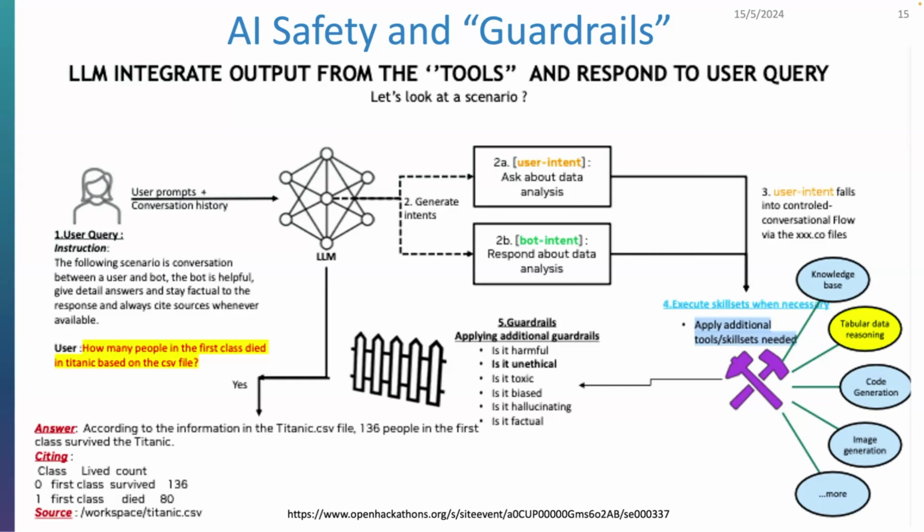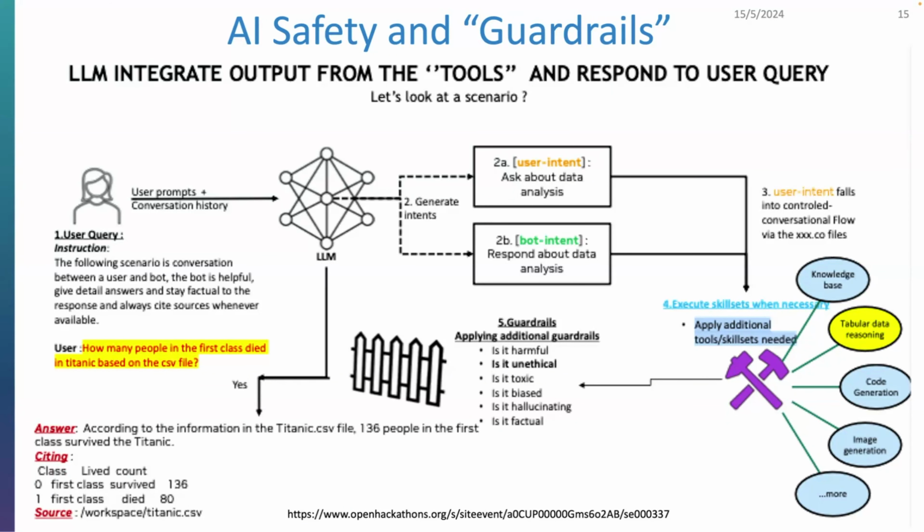So the LLM, with the tool, sort of looking at the data, generates some inputs or intents. So again, split it up. What does the user want done? Asks about data analysis. How should the bot respond? Should respond about data analysis. Push it into the conversational flow.